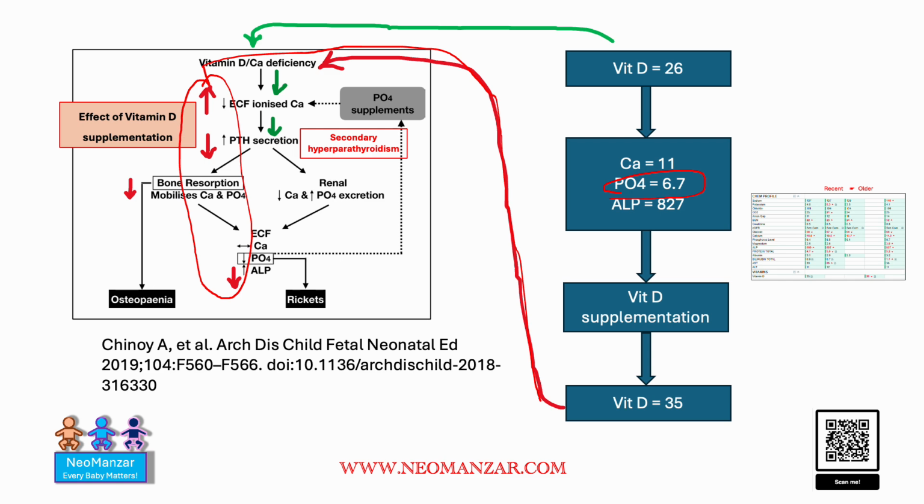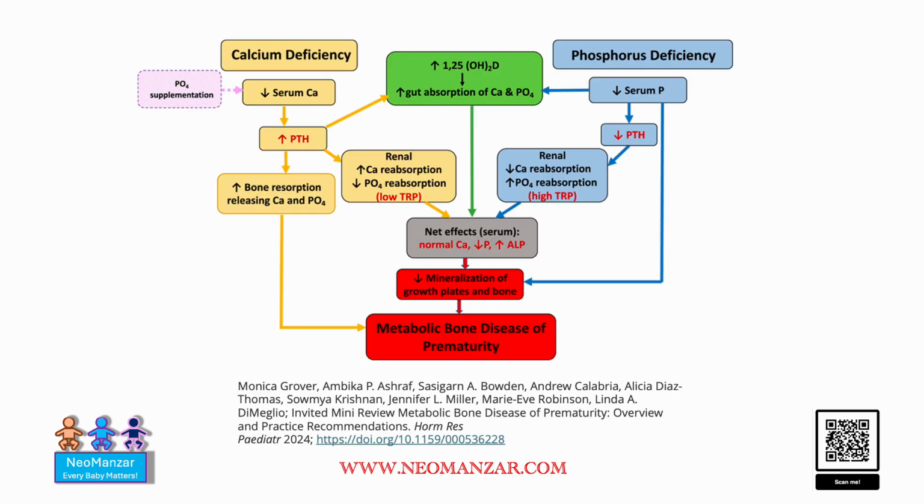What happens otherwise? This is a very important slide, and this is the reference. It's a very recent article. If you see metabolic bone disease on either the calcium deficiency side or the phosphate deficiency side, the plan will be different. So just make sure that we have all the numbers with us. We should have calcium level, phosphate level, vitamin D, and if needed, PTH. So that's a very important slide.